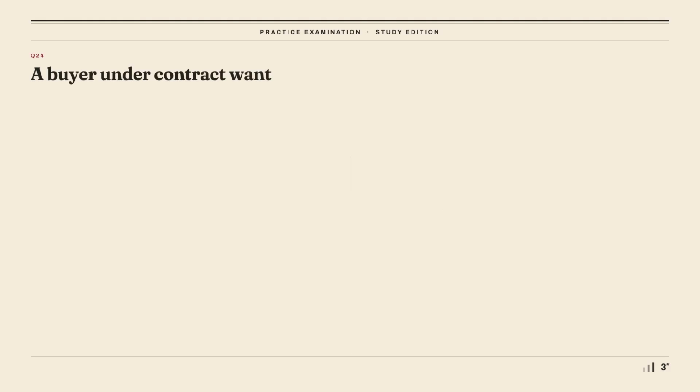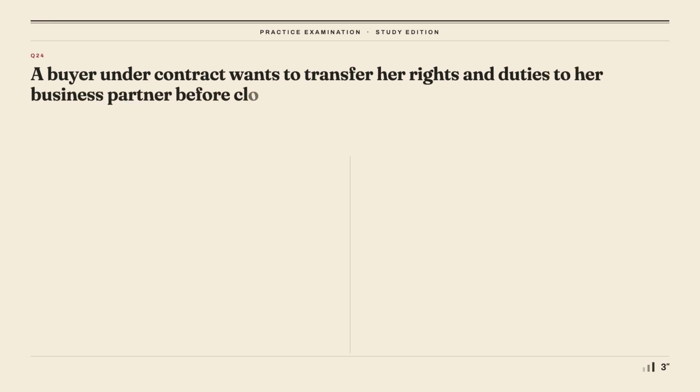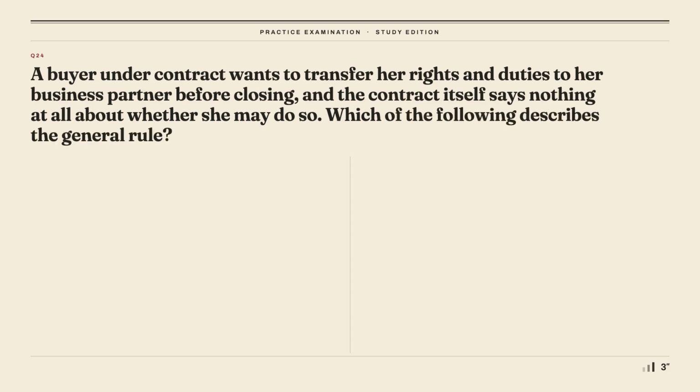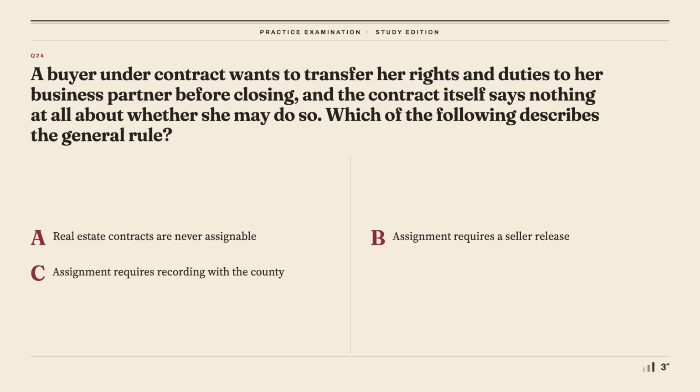Question 24. A buyer under contract wants to transfer her rights and duties to her business partner before closing, and the contract itself says nothing at all about whether she may do so. Which of the following describes the general rule? Your options are A. Real estate contracts are never assignable. B. Assignment requires a seller release. C. Assignment requires recording with the county. D. Contracts are assignable unless prohibited. Got a guess? Lock it in.